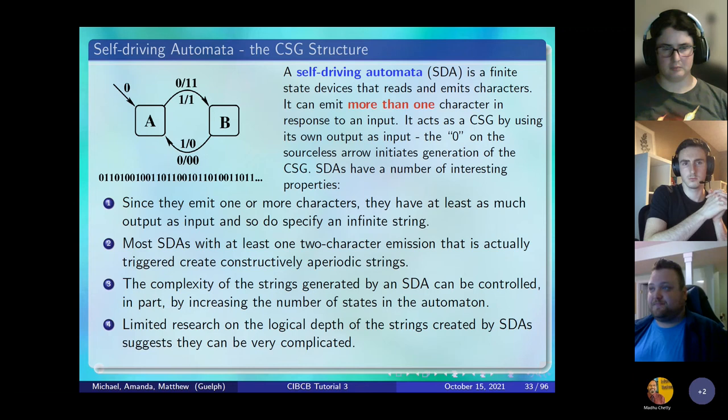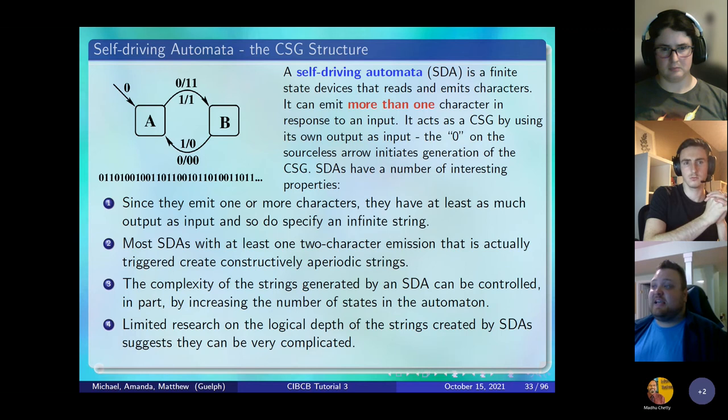It can emit more than one character in response to an input. It acts as a CSG by using its own output as its future input. The zero on the sourceless arrow initiates generation of the CSG.